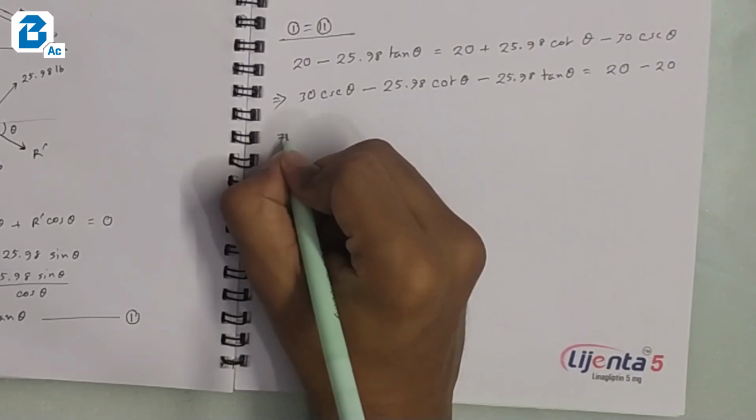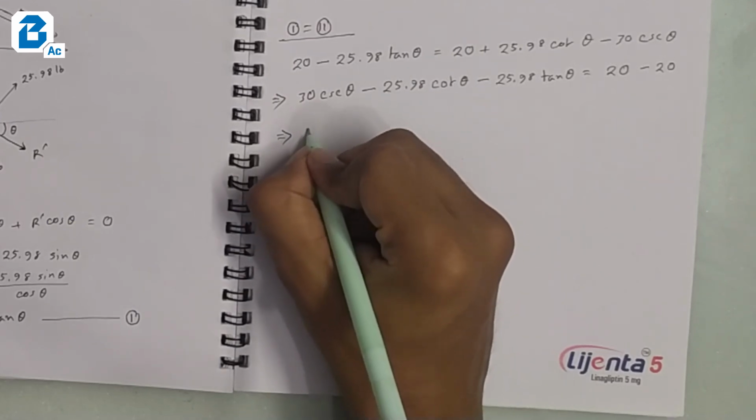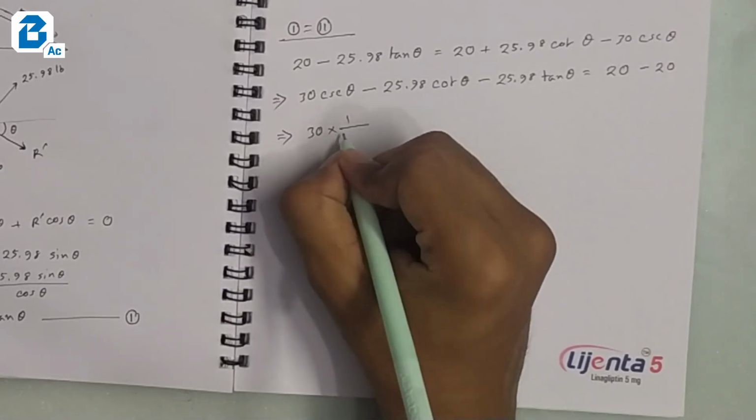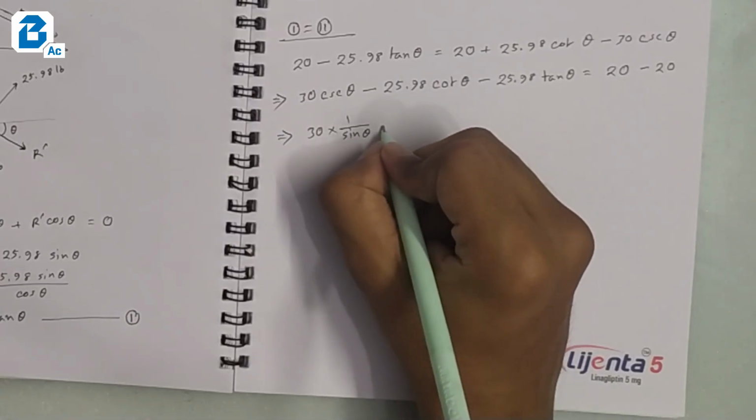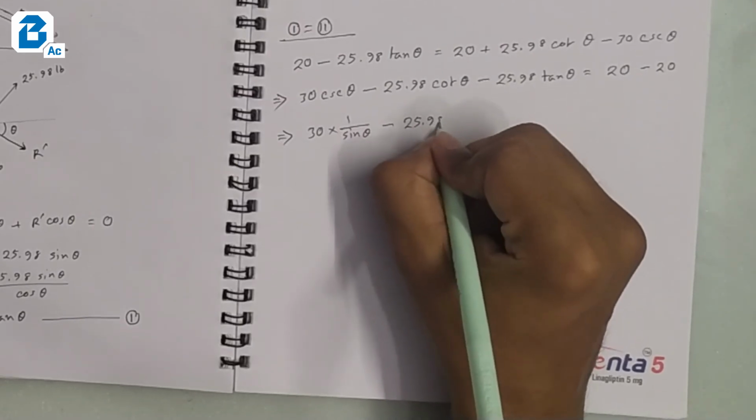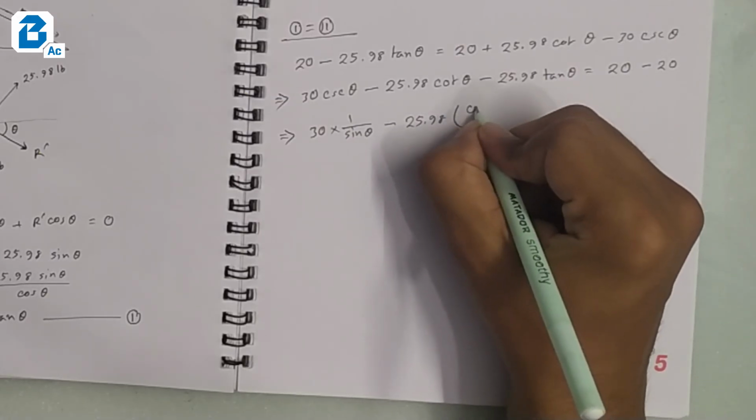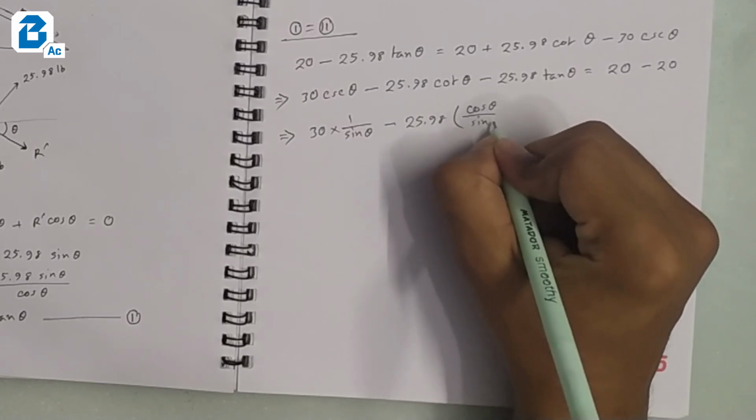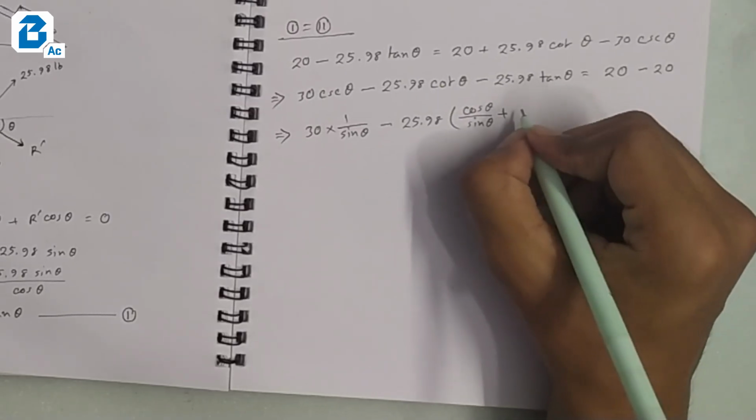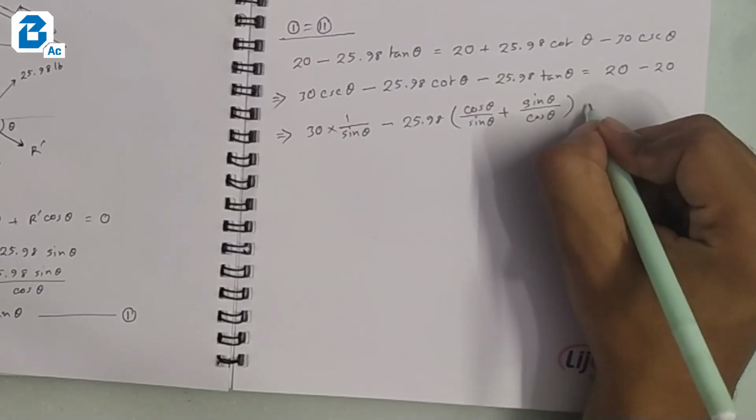So then if we break it down, we get 30 into 1 by sin theta minus, if we take 25.98 as common, 25.98 into cot theta, which is cos theta by sin theta, plus, not minus, sin theta by cos theta, equals 0.